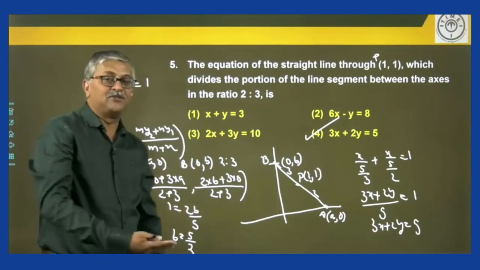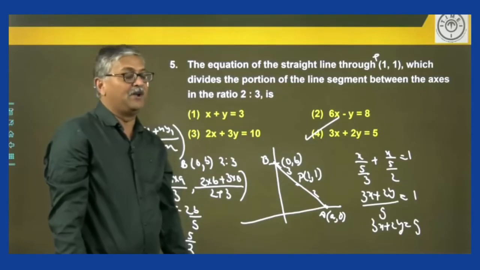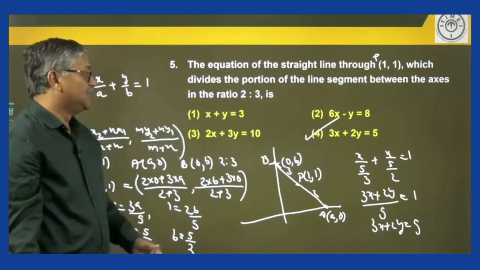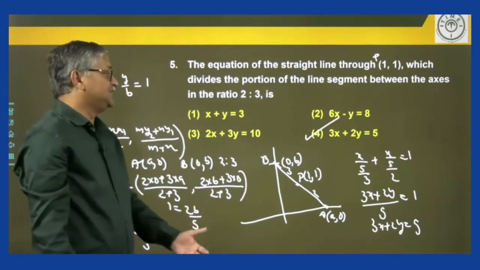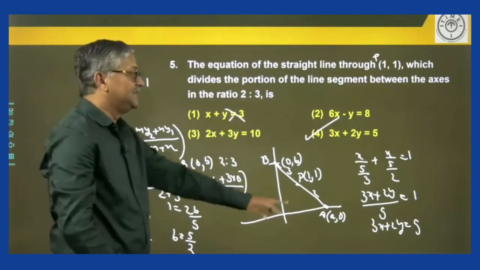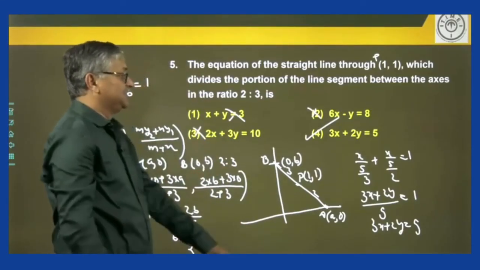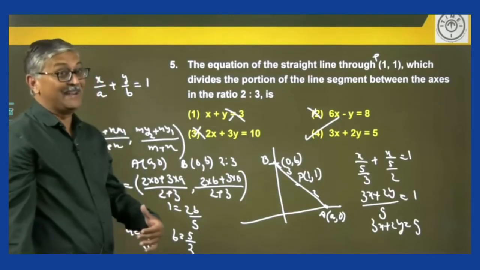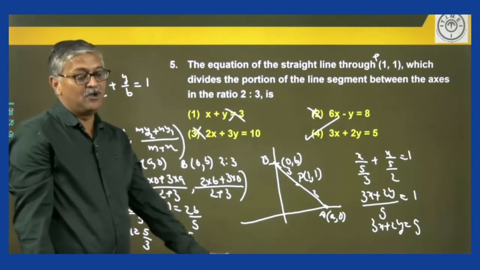And this problem can also be solved using the options. Clearly, the line is passing through (1, 1). So, we just observe in which option it satisfies (1, 1). Suppose I substitute (1, 1) in the first equation, it is 1 plus 1 is equal to 2, but it is not equal to 3. So, this is not the correct answer. Similarly the others are not correct. So, clearly the fourth one is the correct answer. By elimination of the choices, we can easily solve this problem in no time.